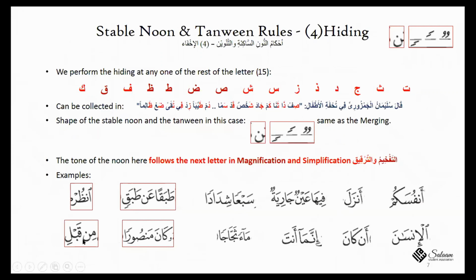I hear people say من قبل. This is not correct. People are saying من قبل, where the tone of the noon is simplified. That is not correct. Because we have qaf after, you have to make it magnified. من قبل. Is it clear? Do you have any questions?